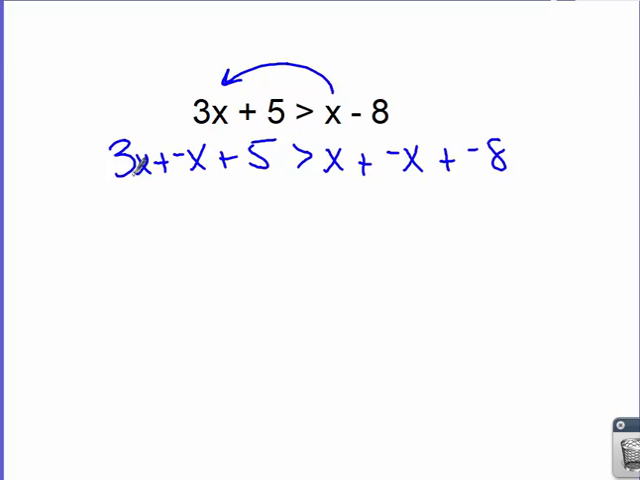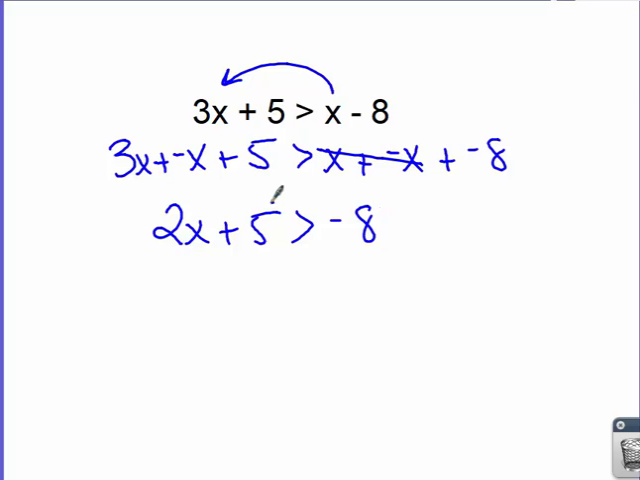So if I've got 3 x's and I have negative 1x, that's going to leave me 2x plus 5 on this side. Don't think that this x cancels out this x, because it doesn't. Okay, it's greater than. Now my x's here, they do cancel out because we've got a positive 1x and a negative 1x. That makes 0. Then we end up with the negative 8 left behind.